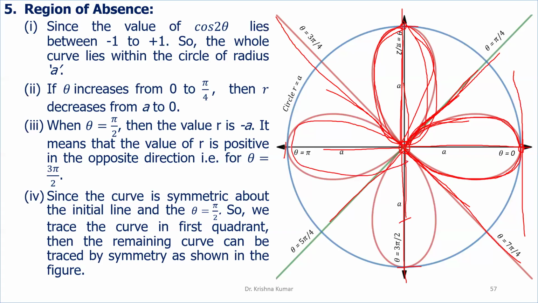Since this is symmetric about the initial line theta equal to 0, what is above we get the same below the initial line theta equal to 0. So this is the approximate shape of the given rose curve. Thank you.